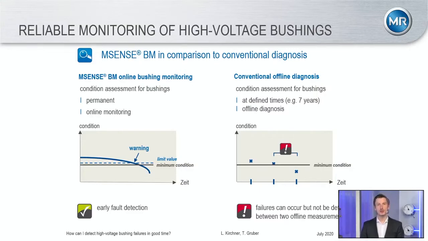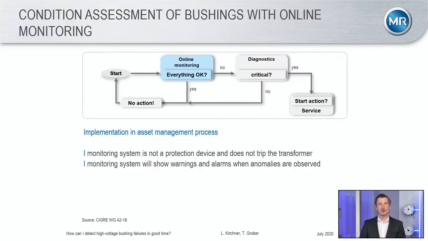And then you get the condition at this defined point. But you also need to know the history of the bushing. So you need to know the values, let's say like a fingerprint, from the start of the bushing's life to the very end of the bushing's life. So the failures can actually occur but not be detected with the offline diagnosis. So this does not mean that you can just do online monitoring or diagnostic.